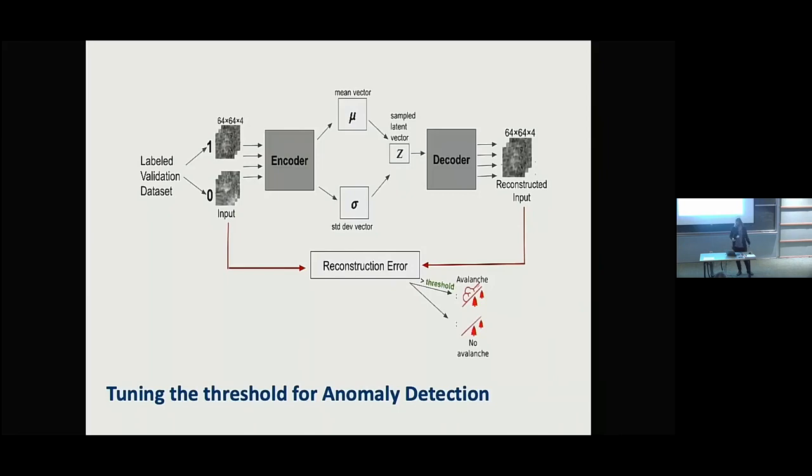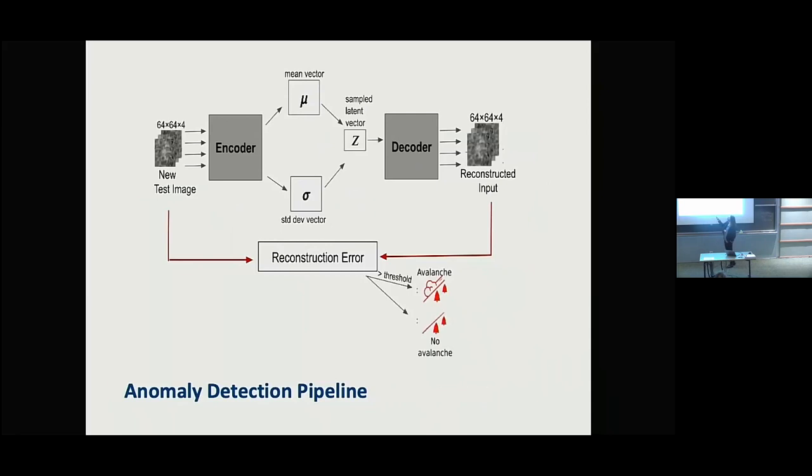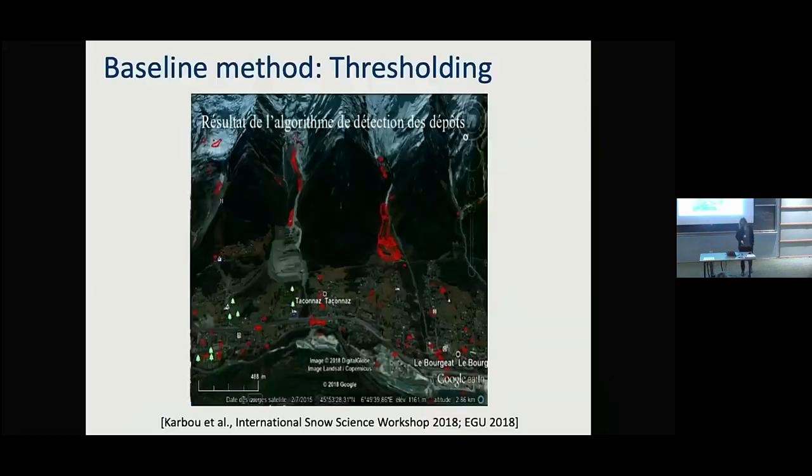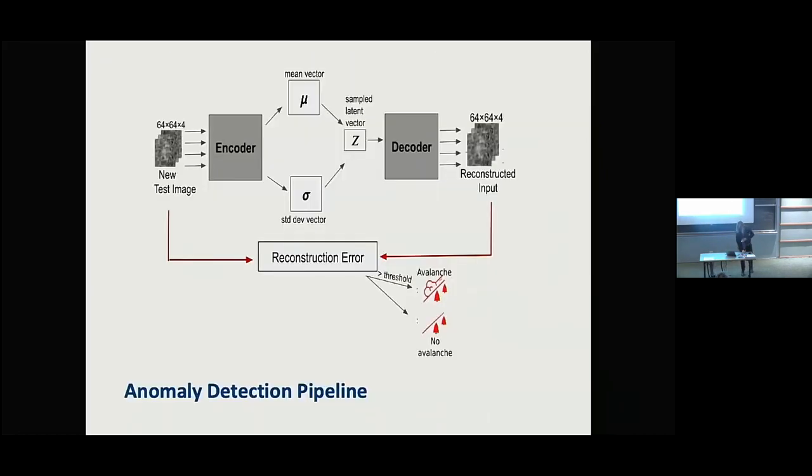Then how does the anomaly detection pipeline come in, work? So an unlabeled image comes in, you send it through the trained VAE. You compare the reconstruction error between output and input to the tuned threshold, and then that's how you label whether it's an avalanche or not. Sorry. Yeah. Idea basically that avalanches are so rare that the VAE doesn't really learn them. That's sort of the idea.